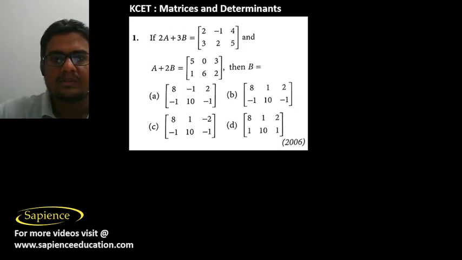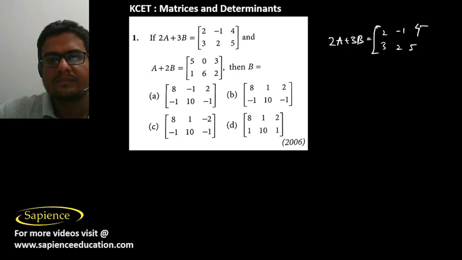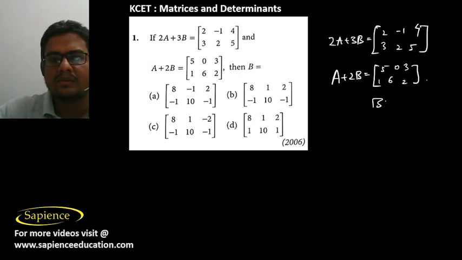So in this chapter on matrices and determinants, the first question is that the matrix 2A plus 3B is given as [2 -1 4; 3 2 5], and A plus 2B is given as [5 0 3; 1 6 2]. Then B is equal to how much?